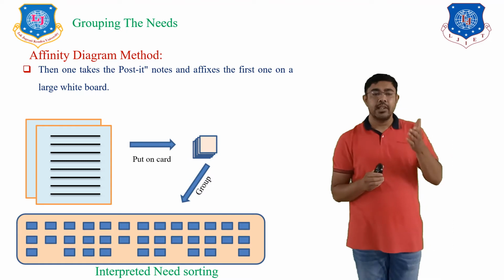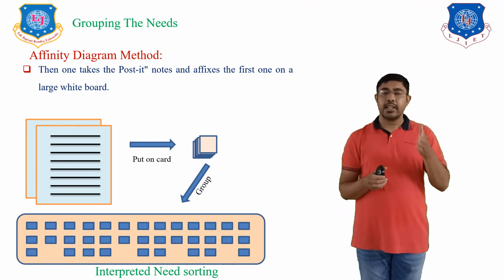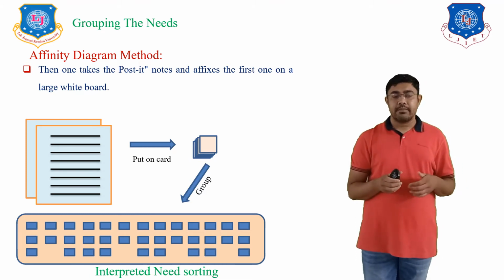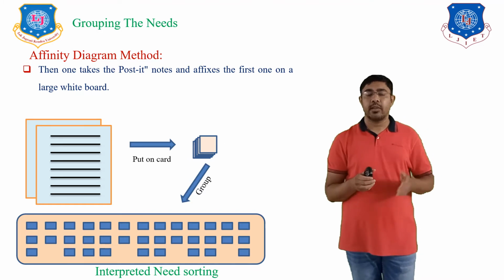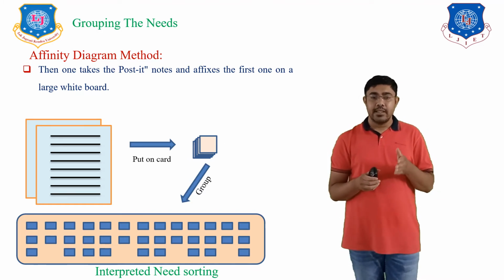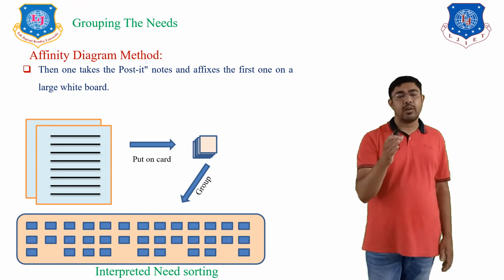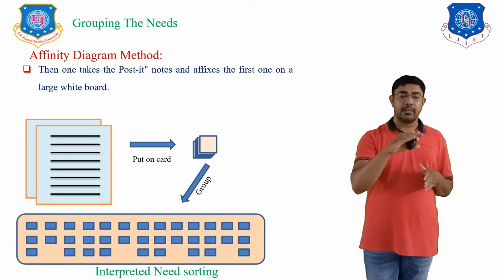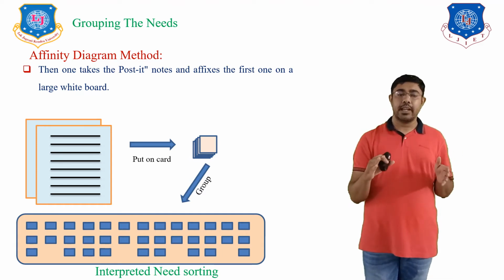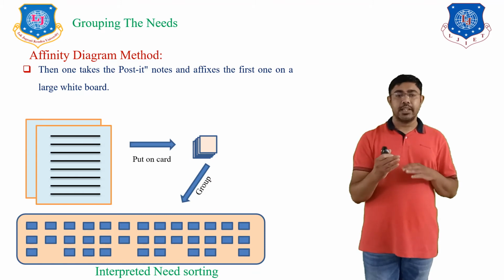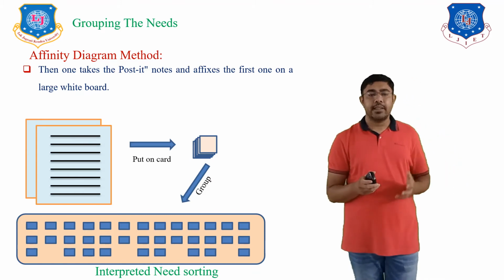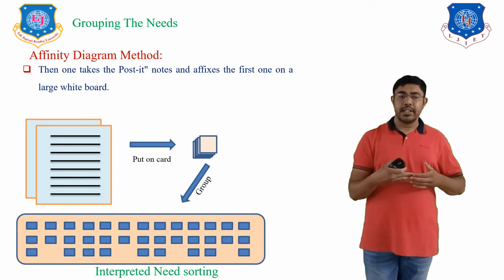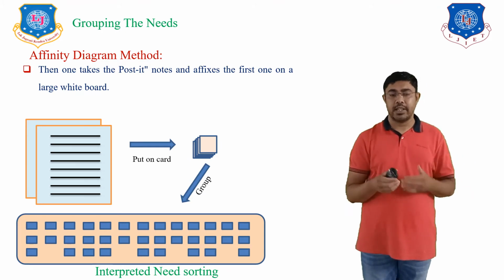As I have shown here, in the first column there are three similar interpreted needs. In the second column there are two similar interpreted needs, and the third, fourth and fifth columns each have three similar interpreted needs. So each column has similar interpreted needs, but if you compare the columns, each column has different interpreted needs from the others. By this affinity diagram method, we can sort the interpreted needs in terms of their grouping.